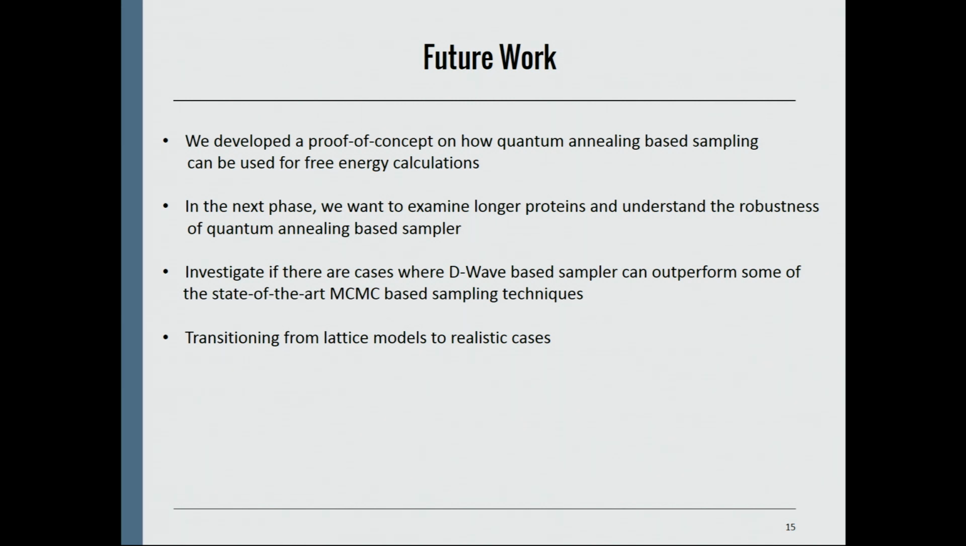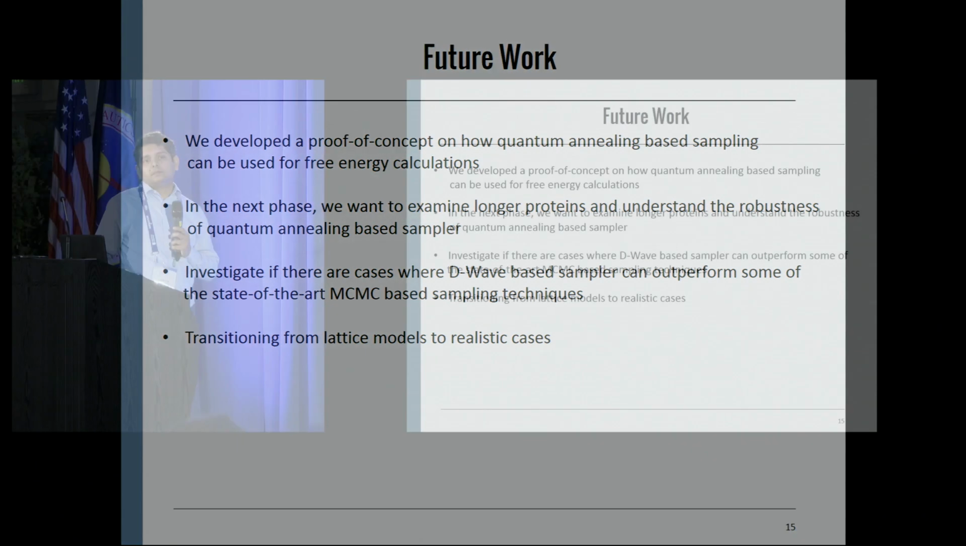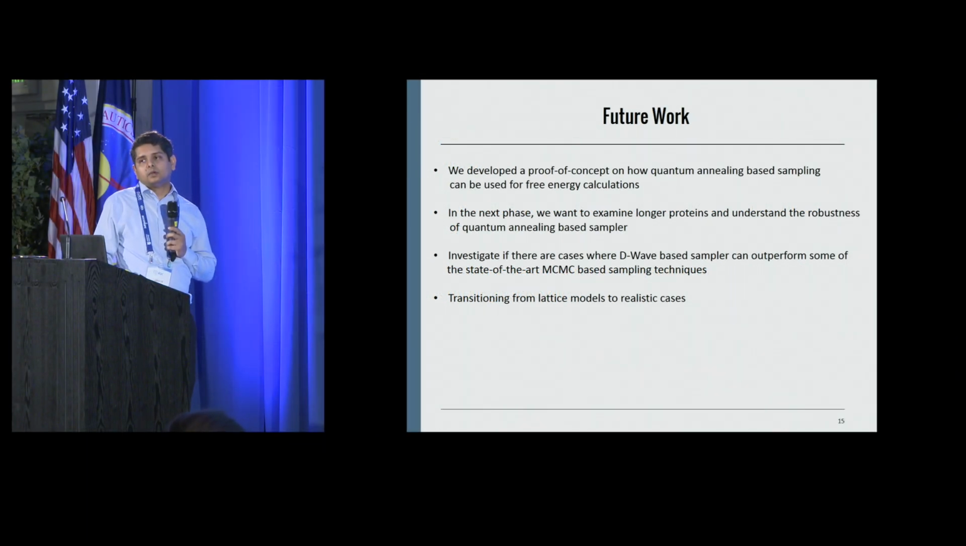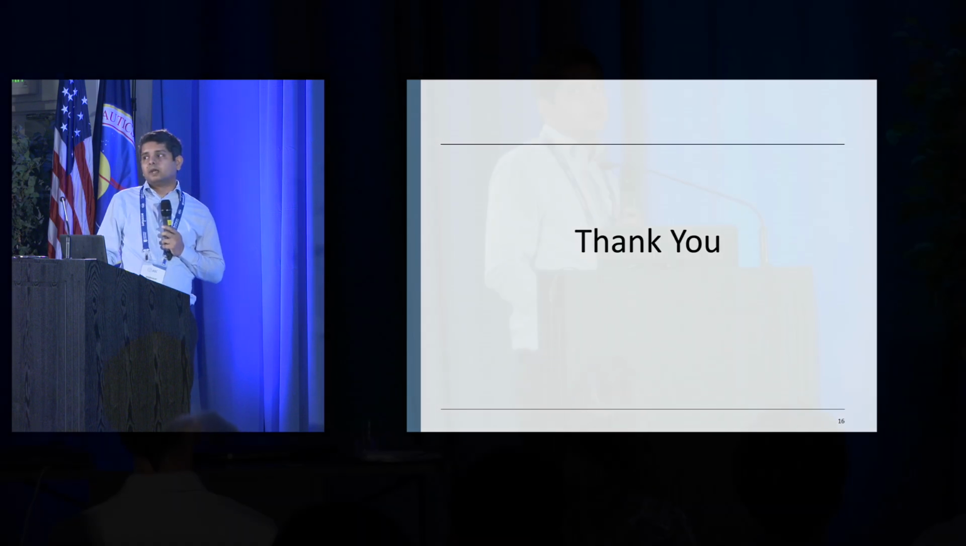And in the next phase, what we are planning to do is first figure out the cause of the mismatch, and then extend all this to longer proteins. That's the next phase. Also, we would like to have a better handle on the places where D-Wave can show some advantages over state-of-the-art Monte Carlo simulation techniques. Now, in the long term, it will be nice to transition from the lattice model, which is more artificial, to realistic cases where you can model real proteins. And with this, I would like to thank you all, and would like to take any questions you have.